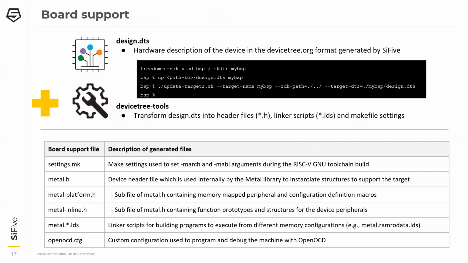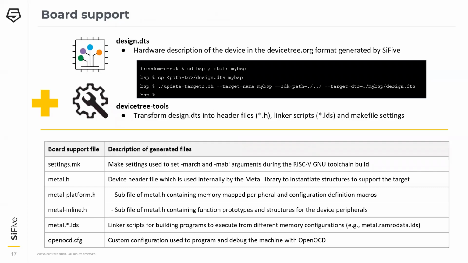To explain a bit more how the board support works and why the configurability of the cores isn't a problem, let's take a walk through how we do this. As part of the SiFive design methodology, there is a design metadata file that is provided in device tree format. This describes what is in the design, how big it is, and where it is placed, for example. We can take this file and run it through a tool naturally named Device Tree Tools, and it will transform the design metadata into header files, linker scripts, and some settings files for make and OpenOCD.